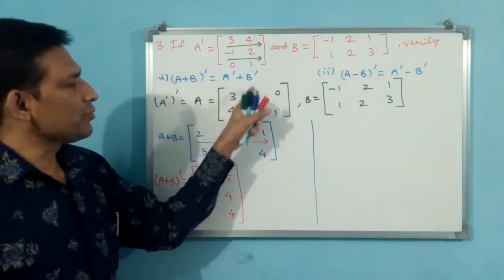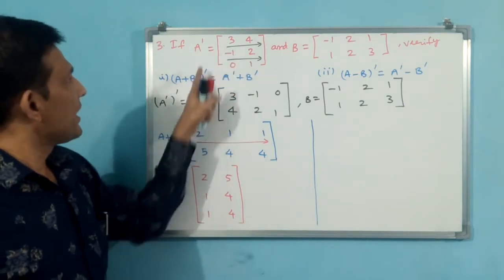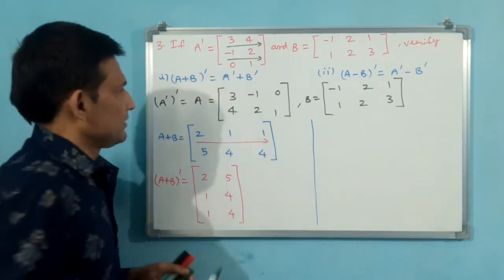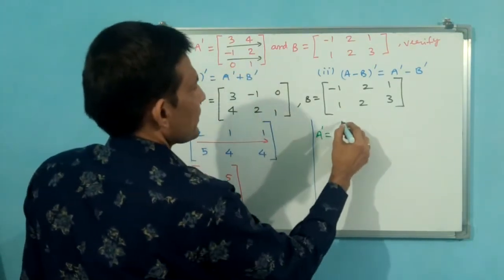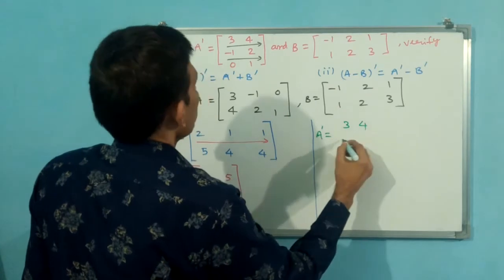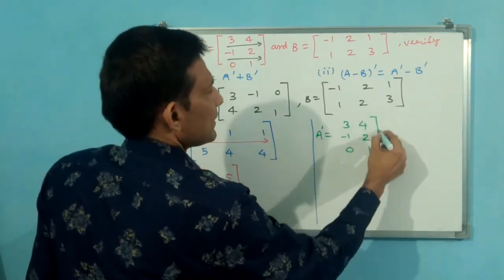Now let us do A transpose plus B transpose. See, A transpose we already have, we need not do it again. Just copy A transpose here. Let us write A transpose is equal to this one: 3, 4, minus 1, 2, 0, 1.